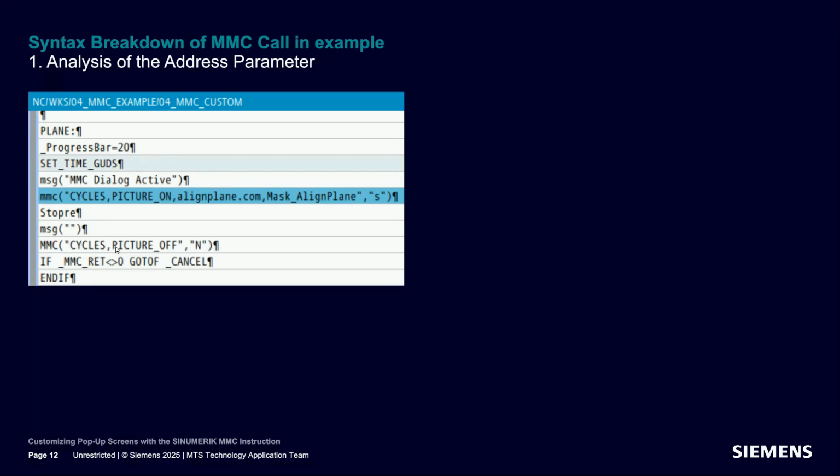Next, we do have to turn off the MMC dialog. So we have the picture off command here. And then the last thing we do is we look at a return code and we decide whether or not we're going to continue, or in this case, if it's not 0, we'll go to our error handler.